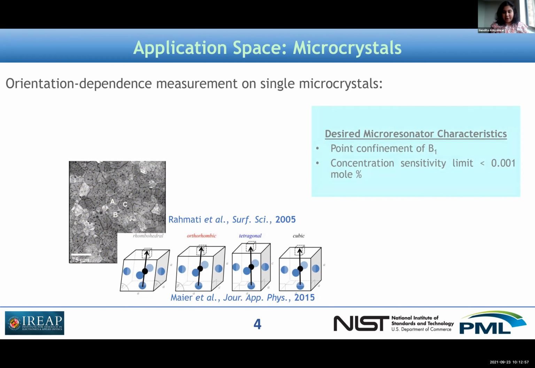And again, the desired microresonator characteristics over here would be, since we are going to concentrate more on CW measurements, that we want to be able to confine the B1 to a very small point or a very small volume of less than a picoliter if possible. And we should also have a pretty high concentration sensitivity if you want to detect dopants and defects.